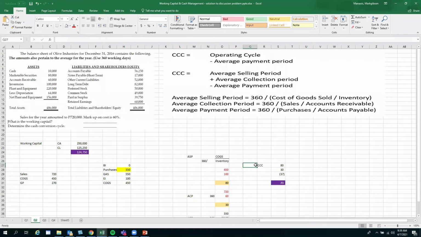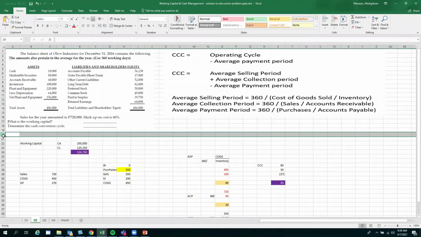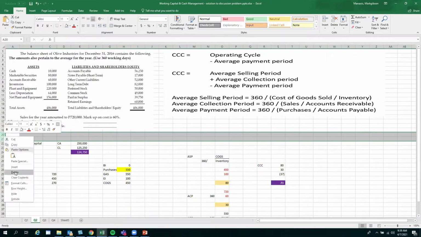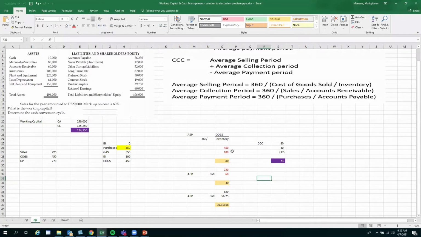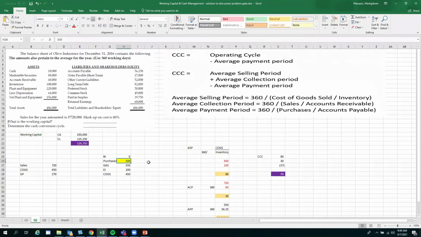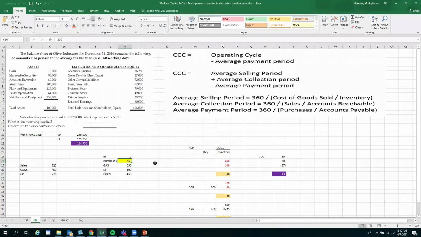And finally, you have your average payment period. So that's purchases and AP. So how much is your purchases? Ito, in this case kasi hindi provided yung purchases. So what I did is nag-workback lang ako. So I have my COGS, nakalculate natin yan earlier.